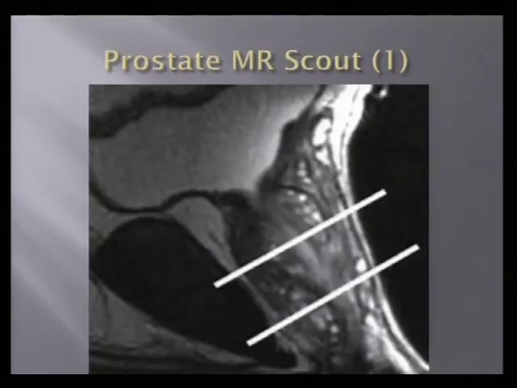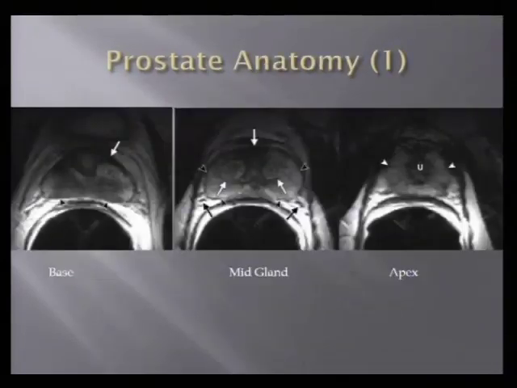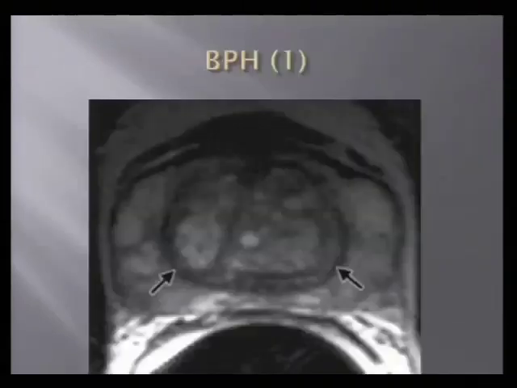Here's just an example of an MR scout that might be done to start setting up your axial images. And here's some of that prostate anatomy you can see on the MR based on the image I just showed you, going from the base to mid-gland to apex. Almost every single MR we look at is going to have BPH, so consider this normal. It's almost unheard of that you actually see a normal prostate in, you know, a 25-year-old man on MR. So I actually have never seen a normal prostate. They're always going to have BPH, and they're always going to look like this.